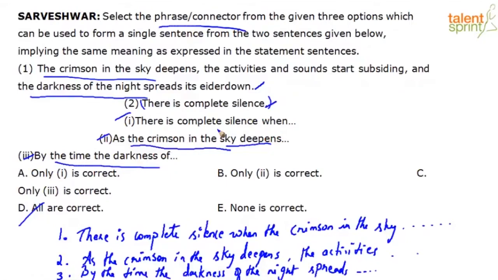Then it makes sense. There is complete silence. And then the third one, as the crimson in the sky deepens, the activities blah blah blah, and there is complete silence. So all 3 are possible constructions. So the option is option D.